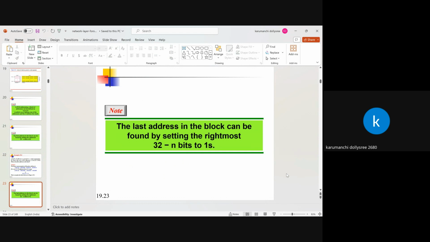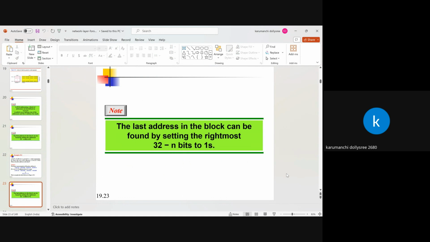So now we are going to calculate the last address in the block. They have given in the question a small organization. We are going to find out the last address. So here we have 32 bits for IPv4 version, and we are going to subtract the default mask bits which they have given in the question. Now we are setting the rightmost bits as ones.